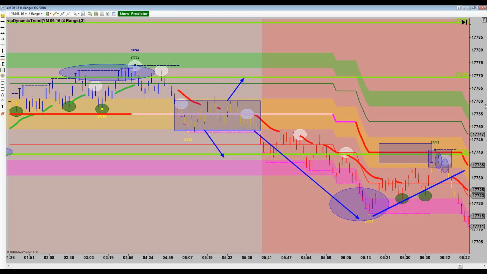Anybody? Where's your target? Scalp the target for 8 ticks. Okay. I got David D at 16, Jack at 16, a couple of you at 23, a couple of 15s.